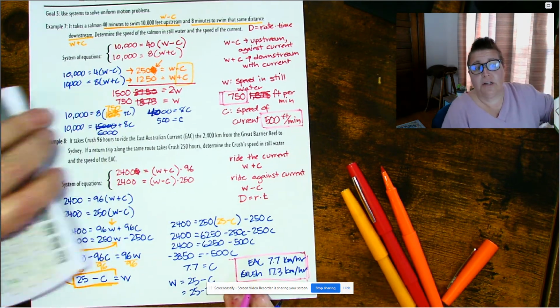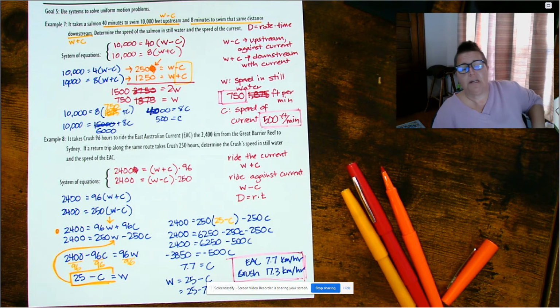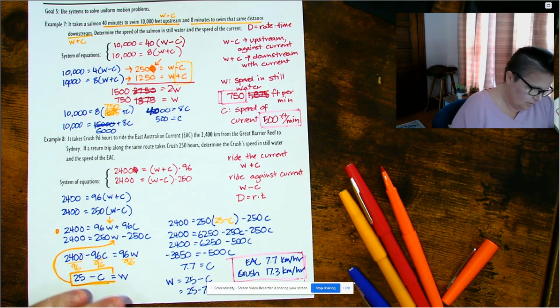So the East Australian current, 7.7 kilometers per hour. Crush is traveling at a speed of 17.3 kilometers per hour in still water. All right, great.